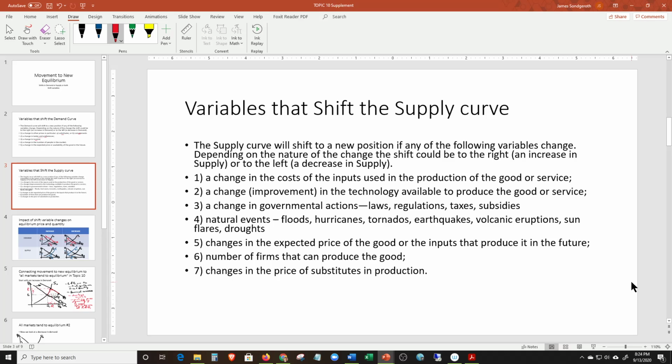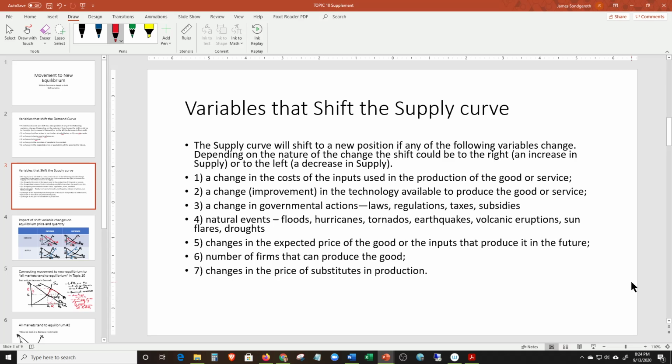Number 5, changes in expected price of the good or inputs that produce it. So, if the producer thought prices were going to increase in the future, well, they would hold production off the market until they increased. So that would shift it to the left. They would decrease the amount available. And if they thought the price was going to drop, they'd try to dump as much on the market now to get the current price as they could. Of course, that would shift the supply curve to the right.